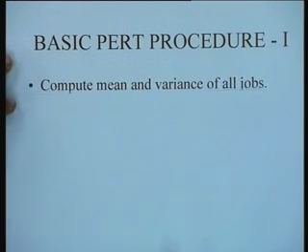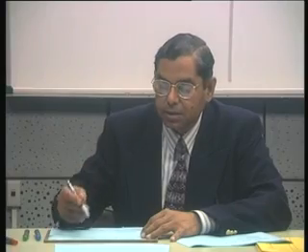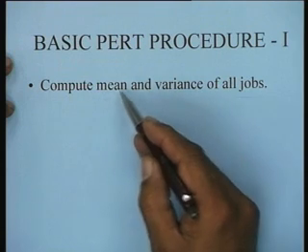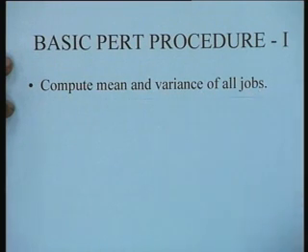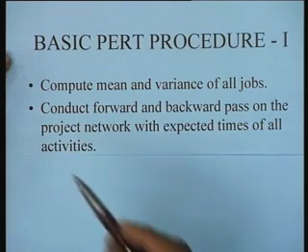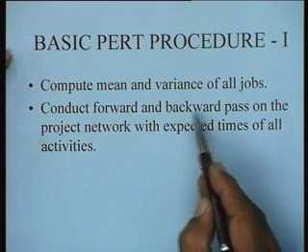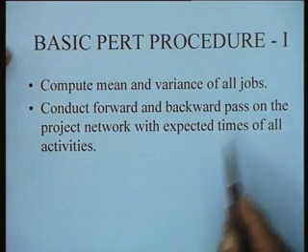Now, when you try to use PERT analysis, the first step is generally, after you have obtained information about the activities and their times and all that, to compute the mean and the variance of all the jobs. So you compute the mean and variance of all the jobs. Thereafter, what we do is we conduct a forward and a backward pass on the project network with the expected times for all activities.